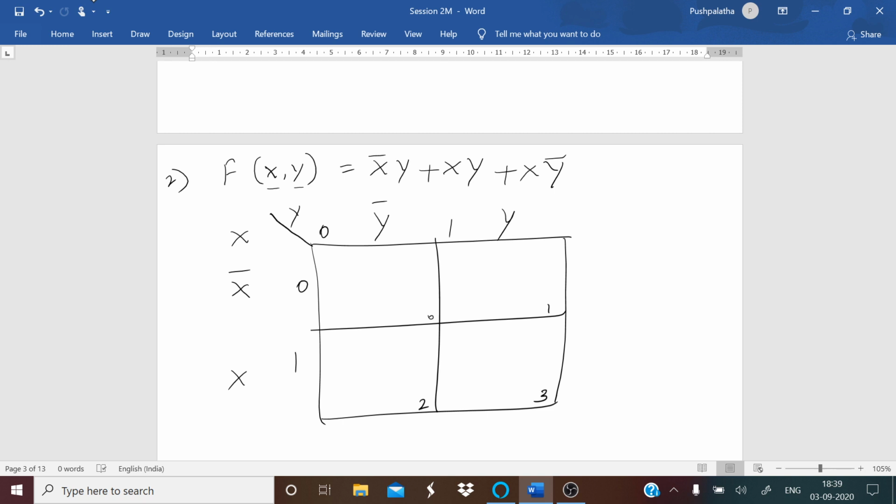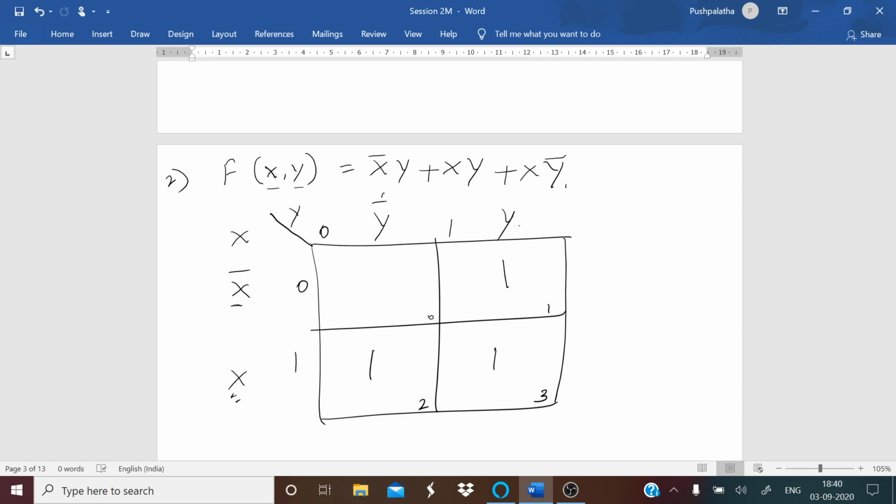So what do you have? Your x bar y. Wherever you have your x bar y, in this block, you put a 1 there. So which is your x bar y? X bar comes in this, y is here. So 1. Then x and y, so 1 here. Then x, y bar. X is here, y bar is here. So you add 1 here.